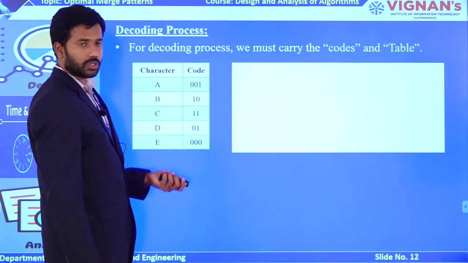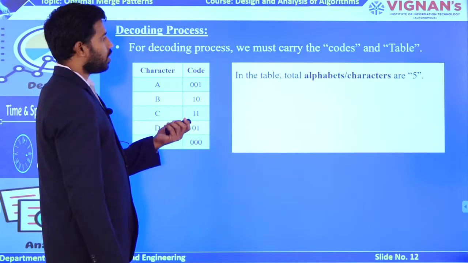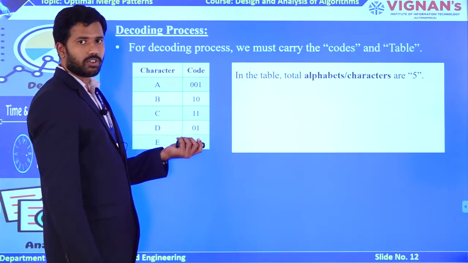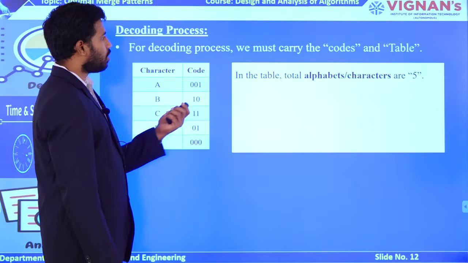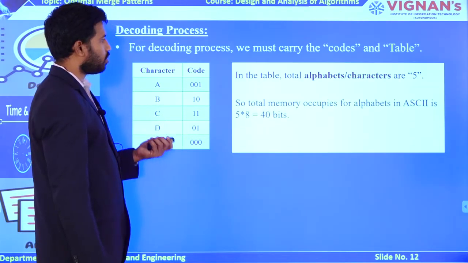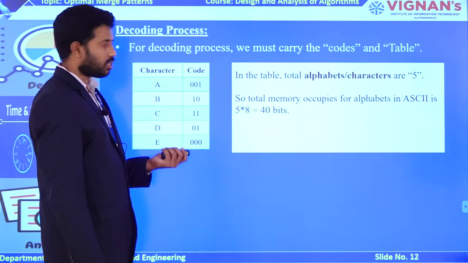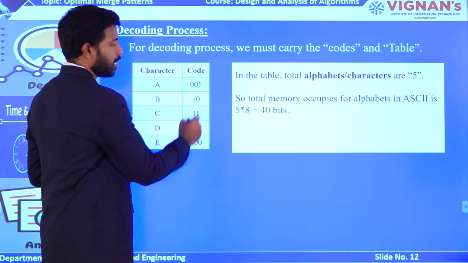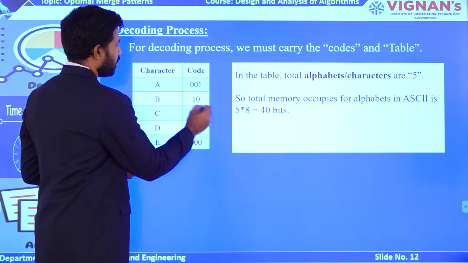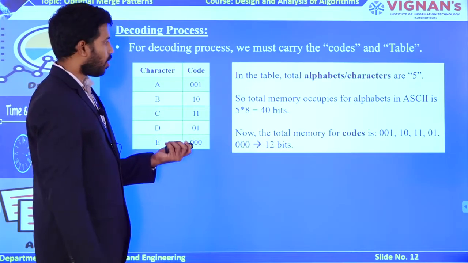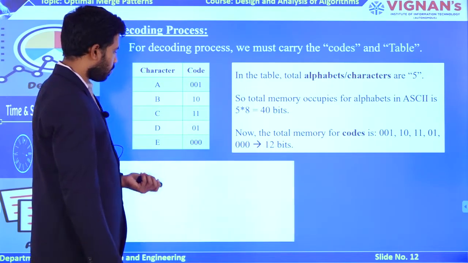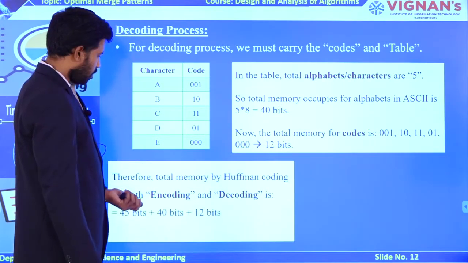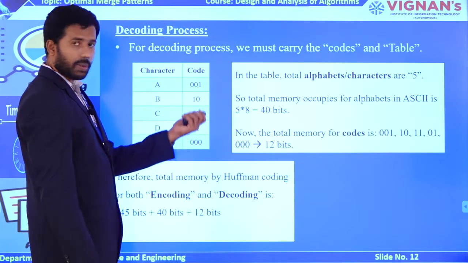Now try to observe the procedure. If you are carrying the table to decode the information at the receiver side, in total 5 characters are there. The receiver follows the ASCII code system, so 5 into 8 is 40 bits. Then you need to carry the corresponding codes. How many bits are there? 12 bits. So 40 plus 12 gives 52 for my decoding process.